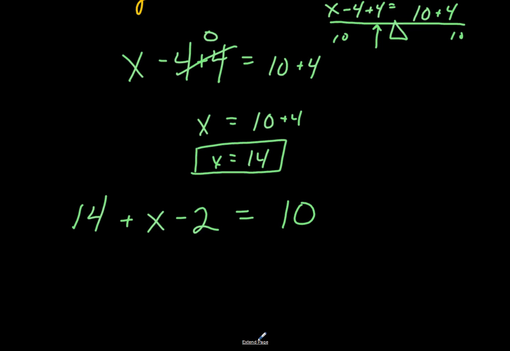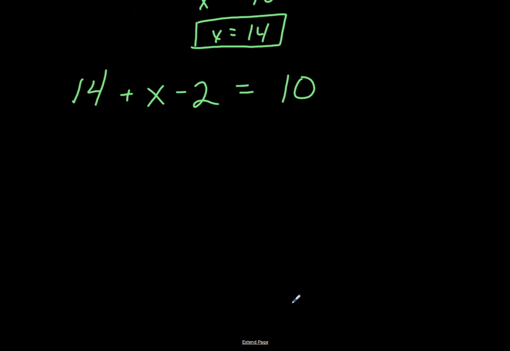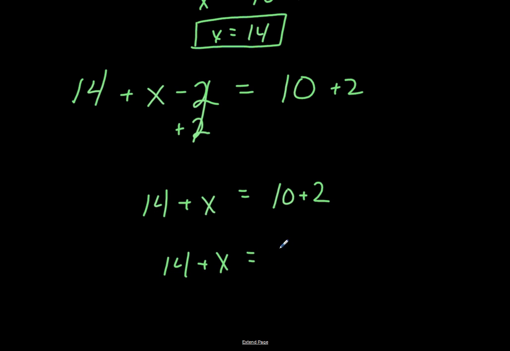Okay, so to do in your head, this one's a little harder, but let's take a look here. The first thing that I see that we'll have to deal with is there's a subtract 2 on this side. So I want to get rid of that subtract 2. I'm going to add 2 to this side. So then we get to this point: 14 plus some value equals 10 plus 2, or 14 plus x equals 12.